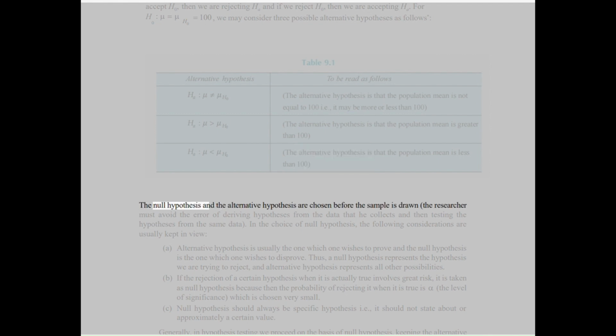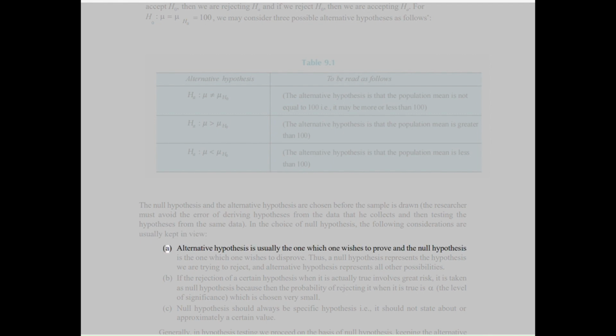The null hypothesis and the alternative hypothesis are chosen before the sample is drawn. The researcher must avoid the error of deriving hypotheses from the data that he collects and then testing the hypotheses from the same data. In the choice of null hypothesis, the following considerations are usually kept in view.